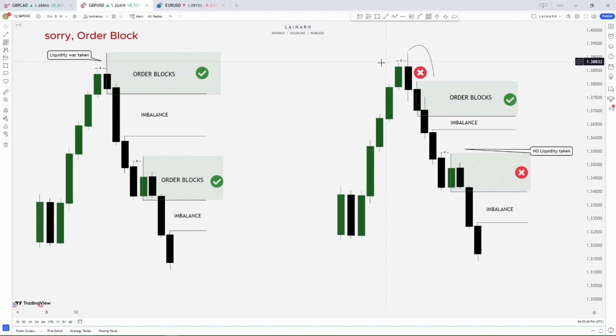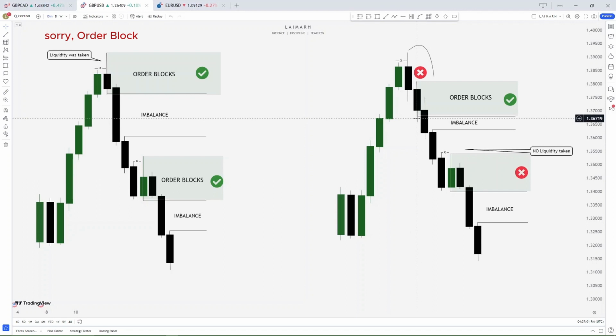Let's move to this one. Right here, you can see that liquidity was taken, all right. But this order block right here is not a good order block for us to trade. It is the wrong order block. The order block was shifted from this candle to this, even though liquidity was taken over here. Why? Because we don't have an imbalance. We don't have to wait for price to get to this order block before we enter a trade. If not, the move is going to move away from us.